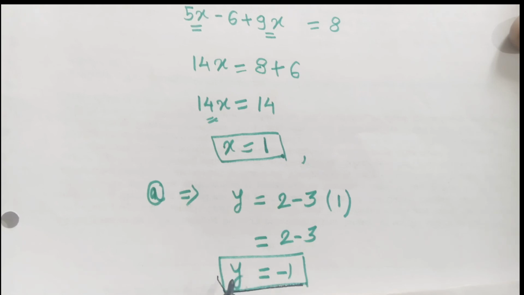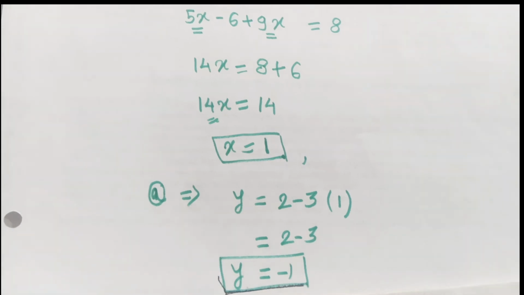If you notice, both method 1 and method 2 give the same values of x and y. It means you can use any method to solve simultaneous equations.